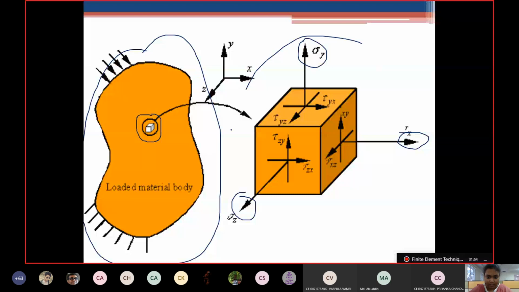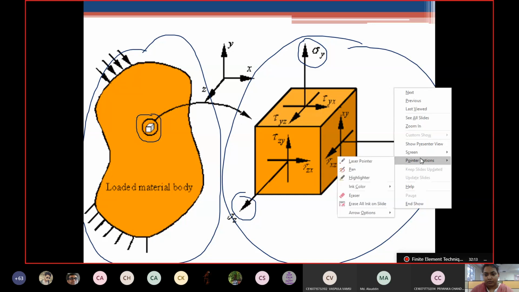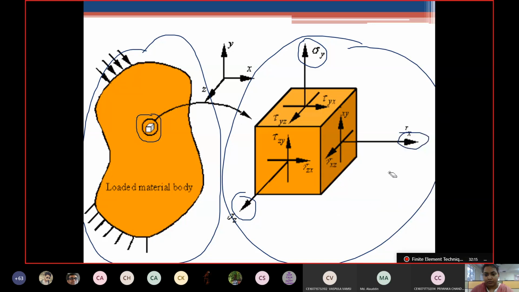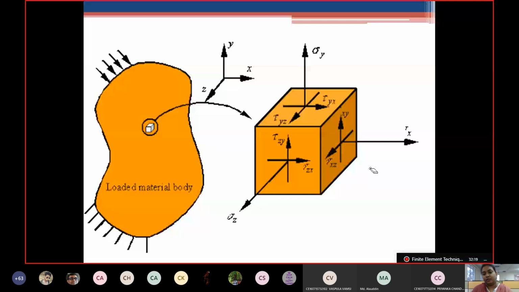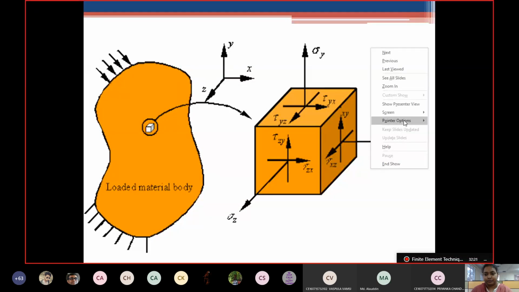Please take down this figure. Clearly mention which direction we are taking. I'll remove the annotations. Right. Take the figure very clearly, please.